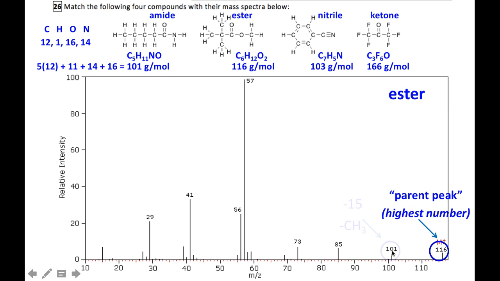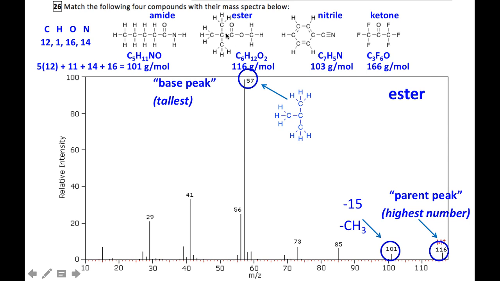For example, this 101 right here is exactly 15 less than 116, and that would be a loss of a CH3 group from the molecule. The 57 here happens to be the tallest peak. That's called the base peak in any spectrum, and that's just the one with the highest relative intensity. There's nothing really special about it other than that. And if I had to identify this, that would be what I got if I broke the molecule to the left of the carbon in the middle, giving me 4 carbons and 9 hydrogens. That would add up to 57.